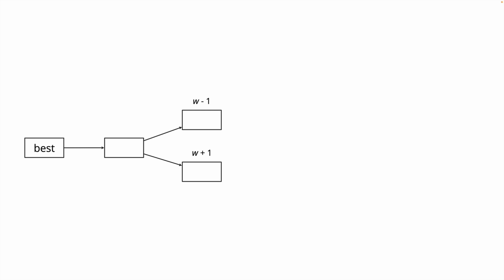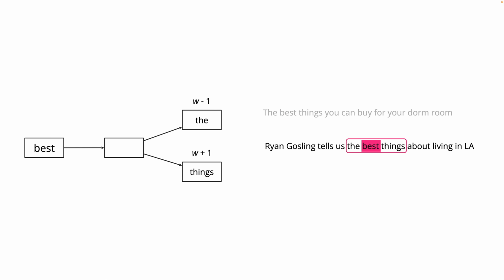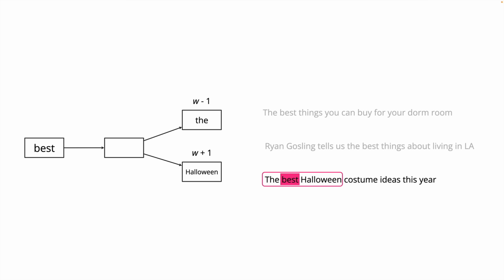So let's get to training this model. In our first sentence fragment, the word in front of best is the, and the word after it is things. In our second example, it's also the and things. However, in our third example, it's the and Halloween. The model is therefore going to predict that the most likely word to precede best is the, and with a little less confidence, the word that follows best is things. The weights that it uses to make these predictions end up being the word embedding for best.